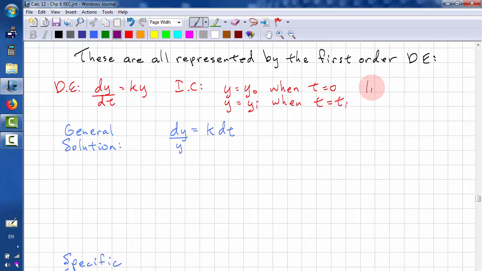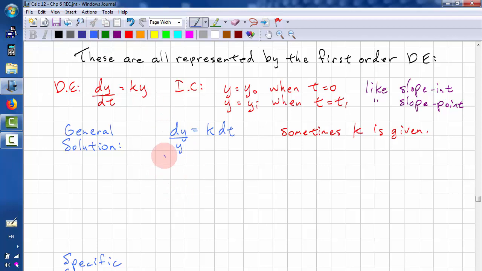So this is like slope-intercept for a line, and this is like slope-point for a line. Okay, sometimes k is given. Other times we may have to solve for it, but we're going to solve for the general solution.